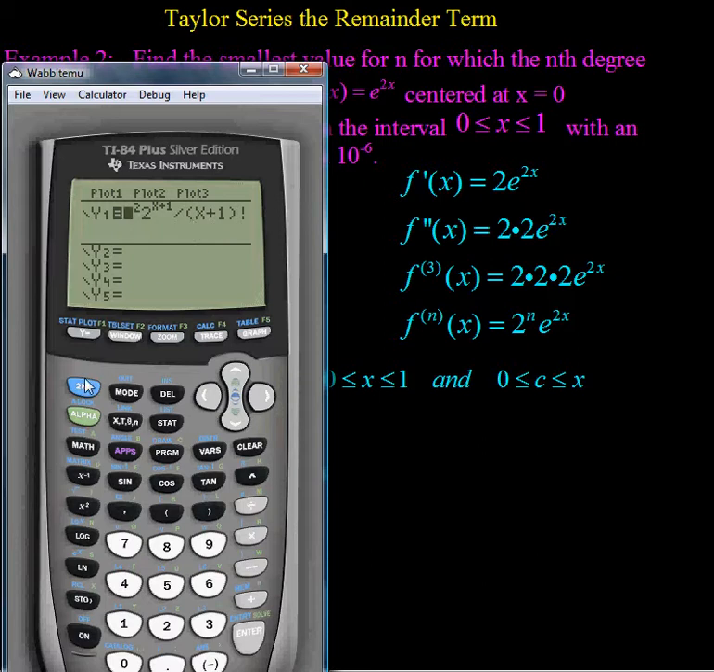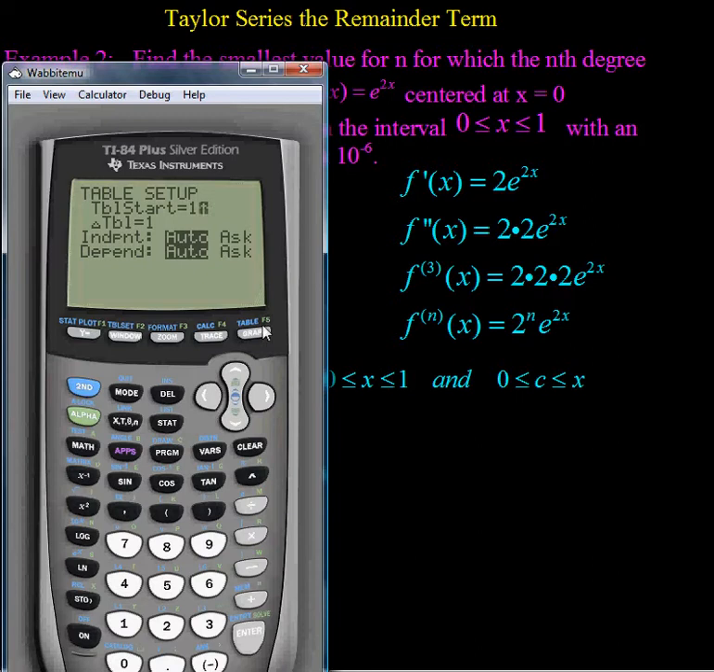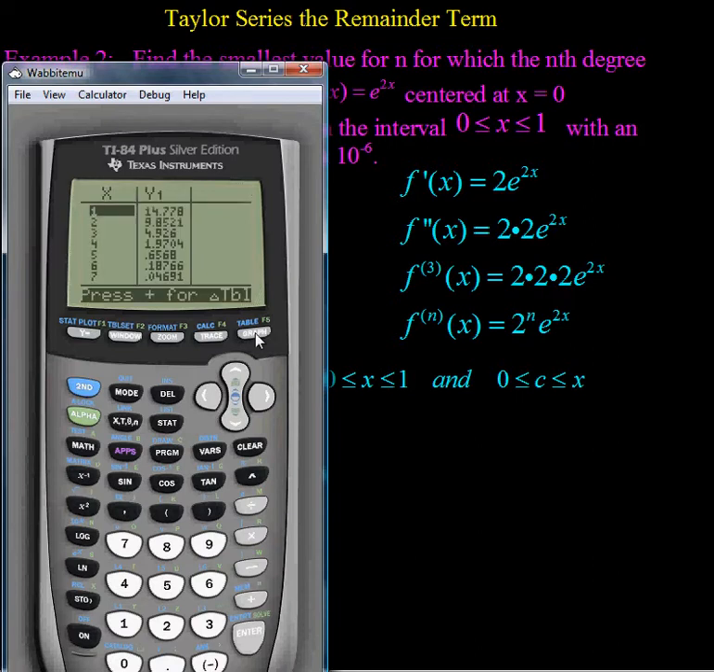Now what we want to do is just look at the table of that, and we want our step. So we'll go to second table set, and we'll put the table on auto, but we're going to have the delta table equal 1. And we'll start at 1. And so then let's look at our table. It's actually easier on the TI Nspire. And then all we need to do is arrow down.